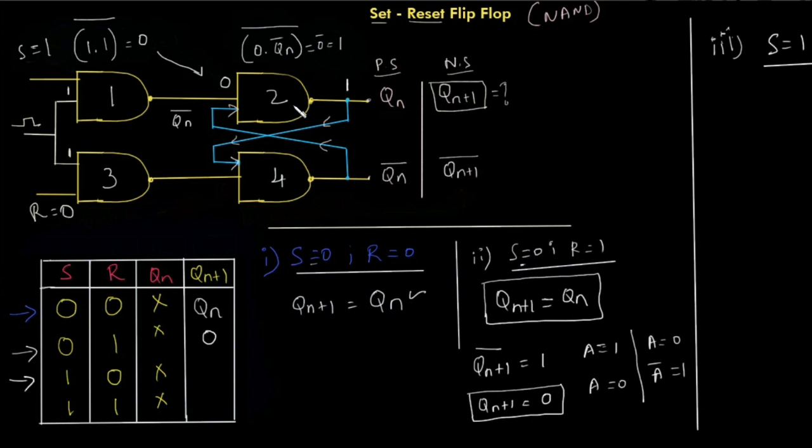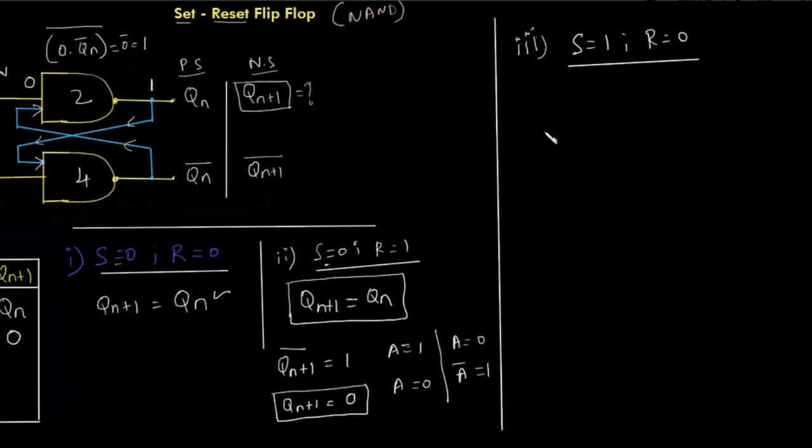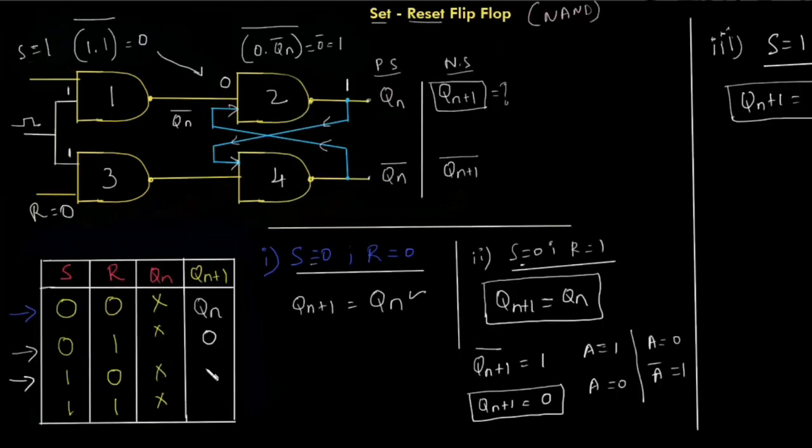Qn plus 1 is also equal to 1, right? Since you have found out a value for Qn plus 1, you can put it on the truth table, 1. So this means if S is equal to 1 and R is equal to 0, then whatever may be in the present state, the next state will be high, the next state will be 1, right?